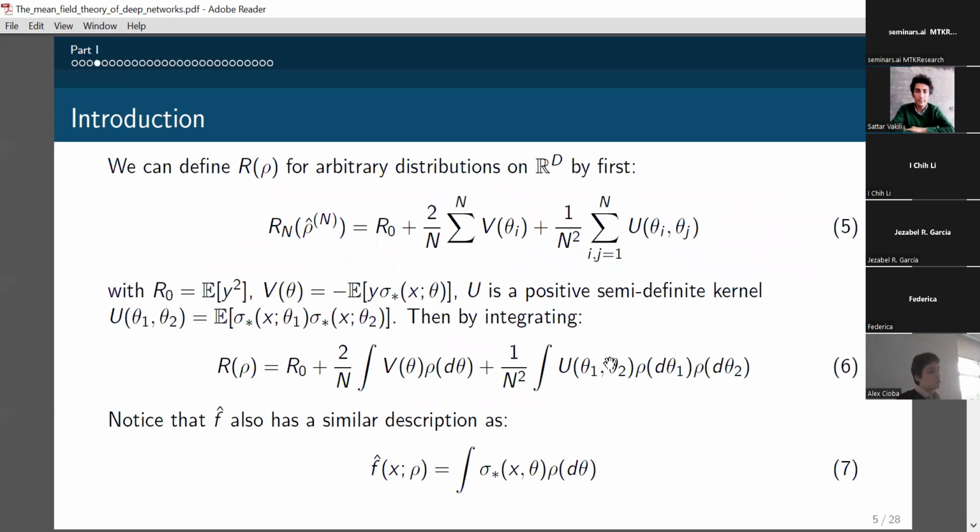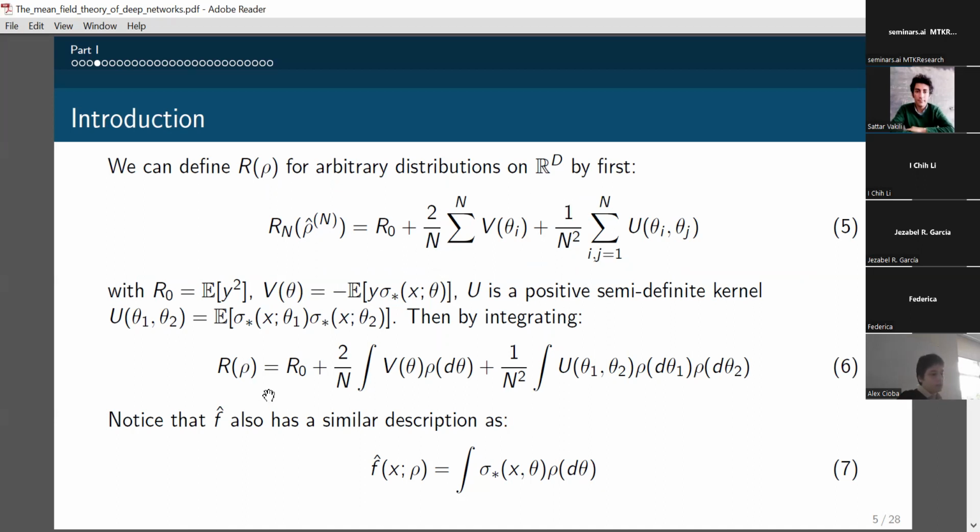Okay, so the first observation is that for the risk, you can immediately define the risk over arbitrary distributions of weights by first splitting the empirical risk as a quadratic in the weights. If you look at the form of the neural network, in terms of a potential V and a positive semi-definite kernel U, with the appropriate coefficients given here.